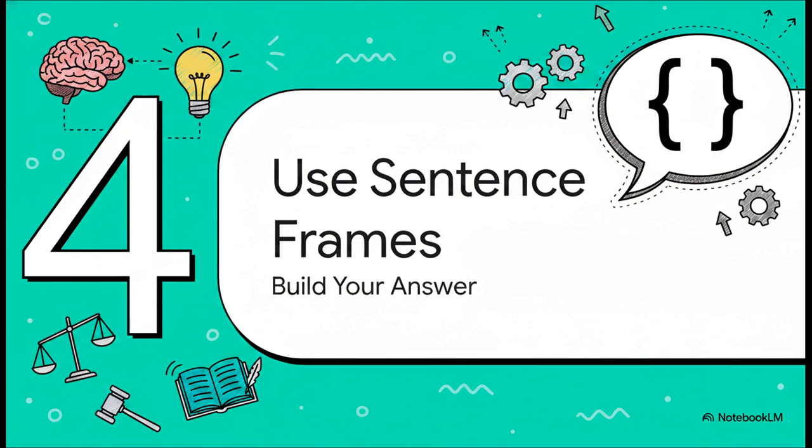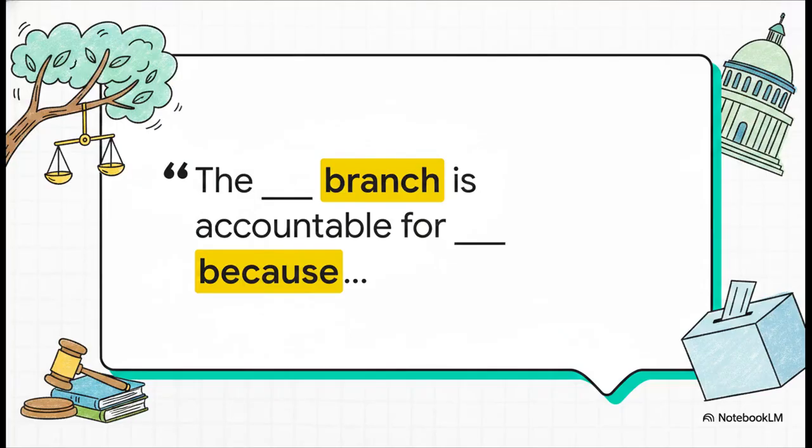Section 4. Use your sentence frames to build your answer. We have a fantastic bilingual sentence frame for you to use. It goes like this: the blank branch is accountable for blank because. I highly encourage you to hit pause on this explainer right now and copy this down. Using this frame, whether you write it in English or tap into your home language, will make the reasoning in your project incredibly strong and clear. It gives you the absolute perfect structure to show off everything you've learned today.